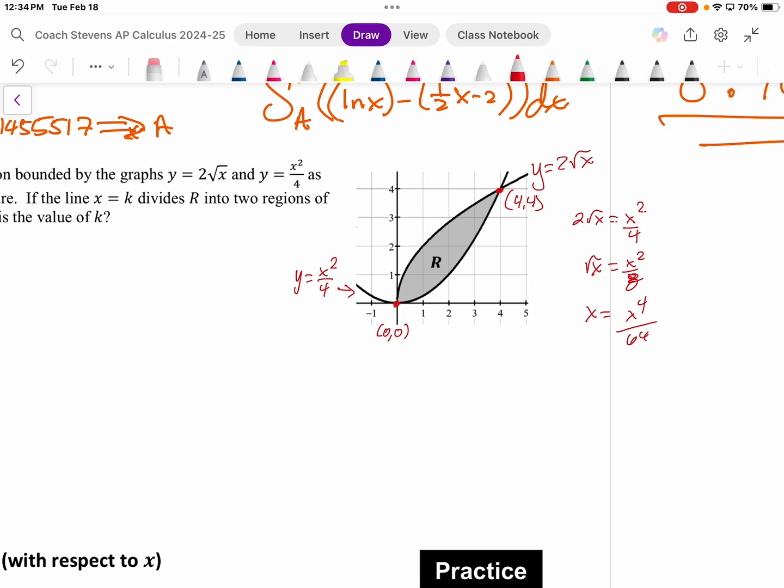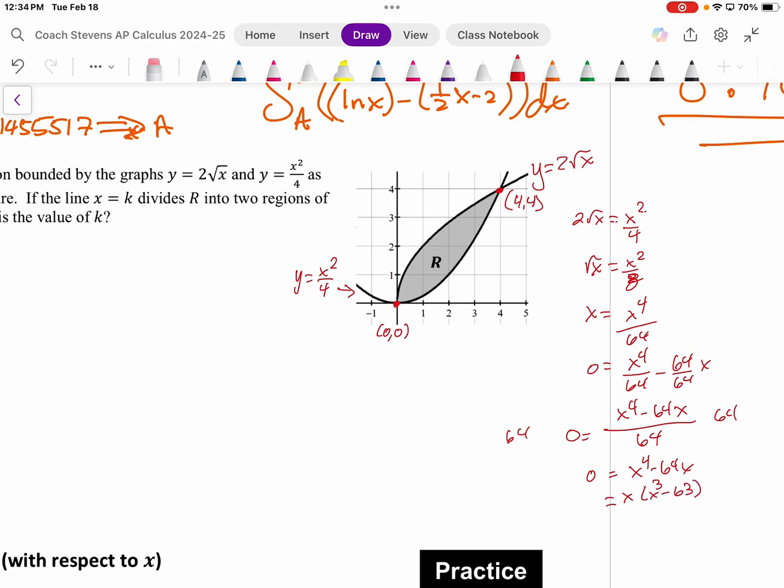And then I would bring the x over and say 0 is equal to x to the 4th over 64 minus, technically, 64 over 64 x. So then it becomes x to the 4th minus 64x over 64, which is equal to 0. And then you would multiply by 64 to clear it, and you get 0 is equal to x to the 4th minus 64x. Factor out an x.